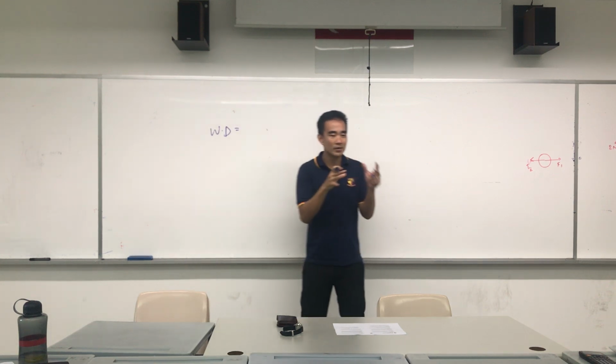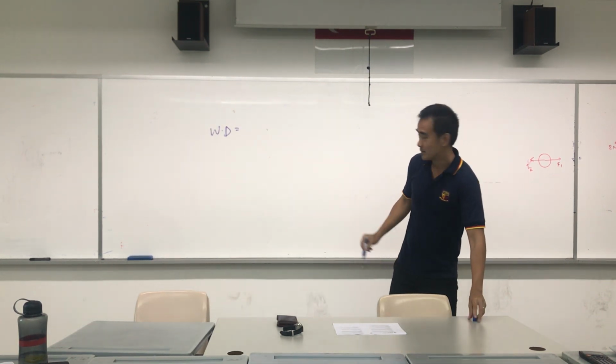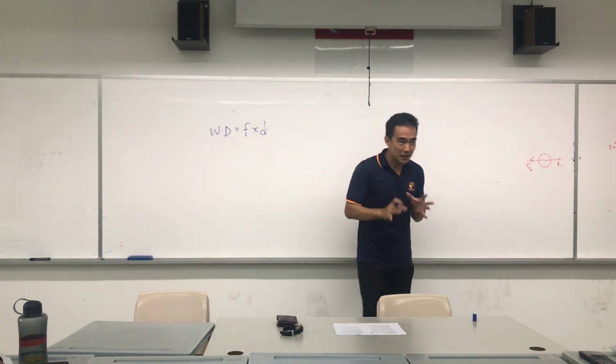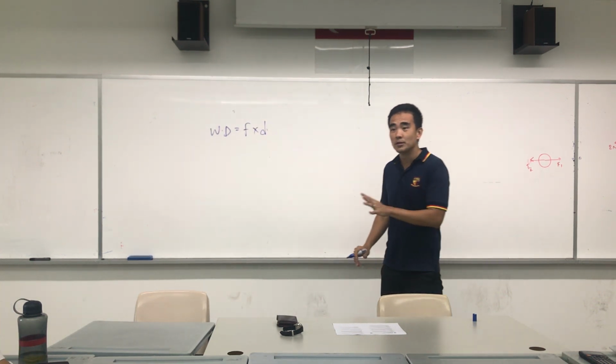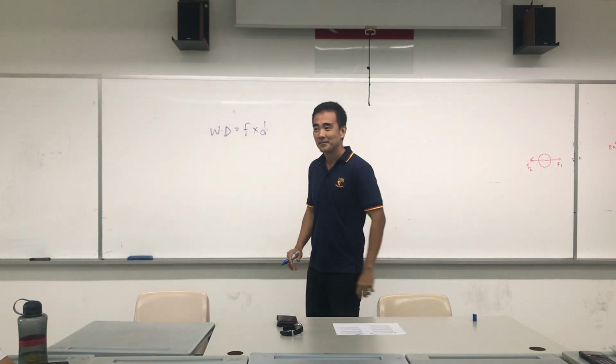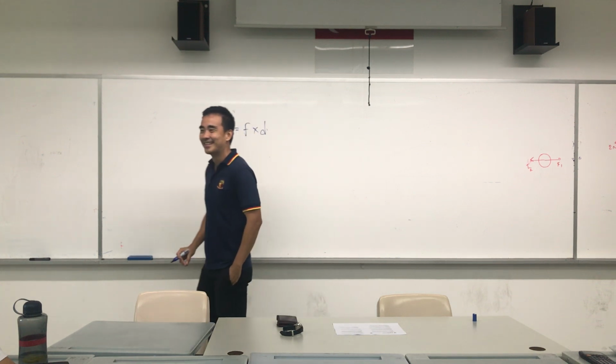Capacity to do work, but what's the formula, what's the definition? F times D, okay, good. So F times D. Are you sure that's the complete definition of work done? That's force times displacement or force times distance. Is it force times displacement or force times distance? Is it distance or displacement?